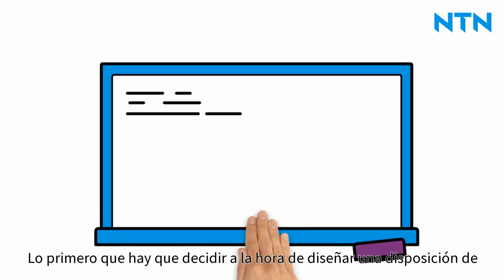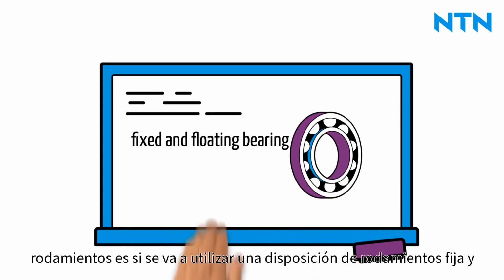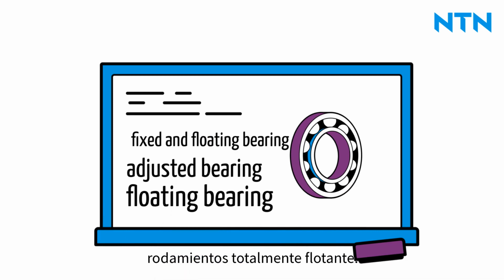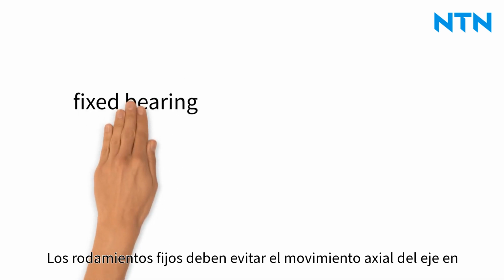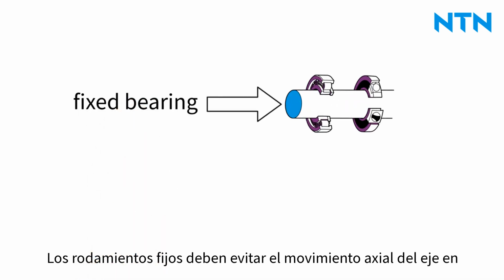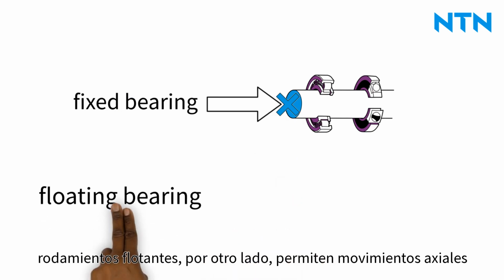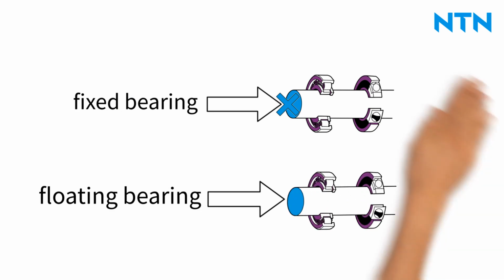The first thing to decide when designing a bearing arrangement is whether to use a fixed and floating bearing arrangement or adjusted bearing arrangement, or a fully floating bearing arrangement. Fixed bearings should prevent axial movement of the shaft in relation to the housing and absorb radial and axial forces. Floating bearings, on the other hand, allow relative axial movements and also absorb radial forces."